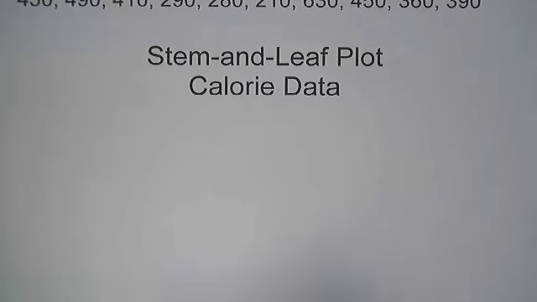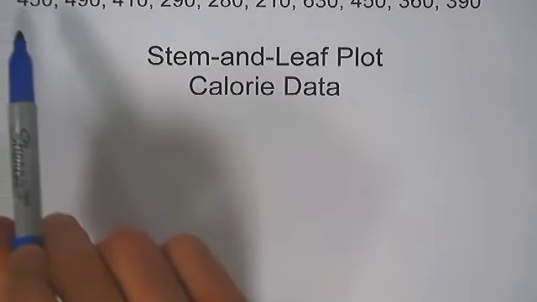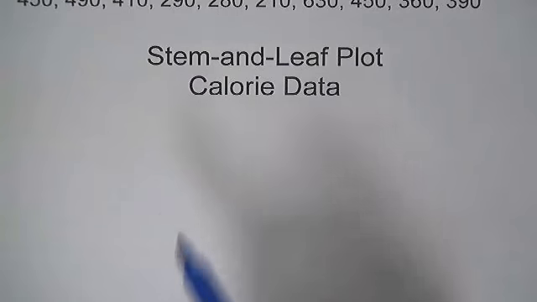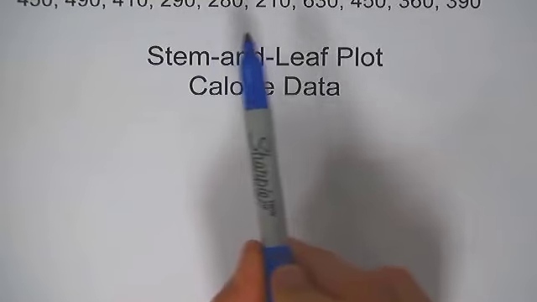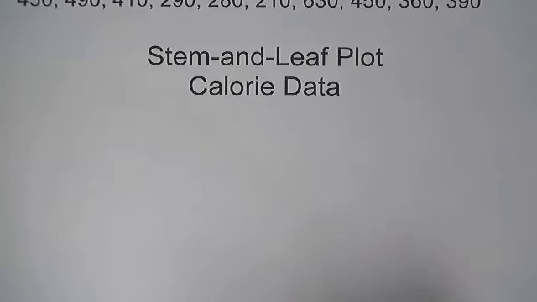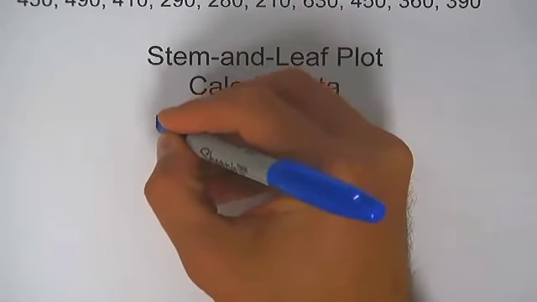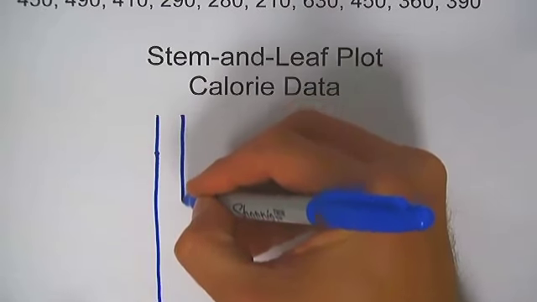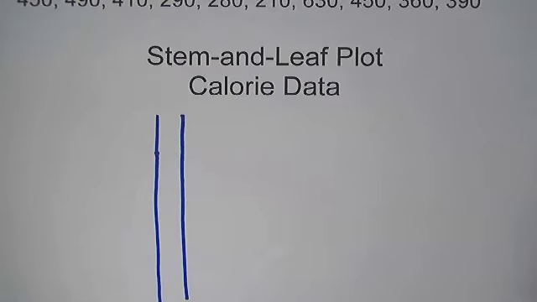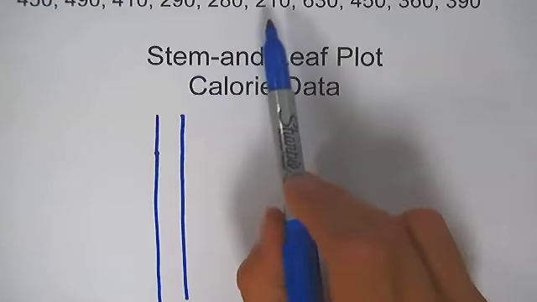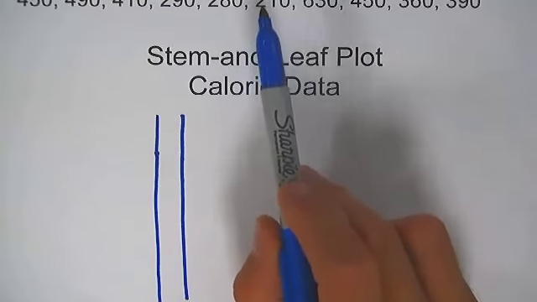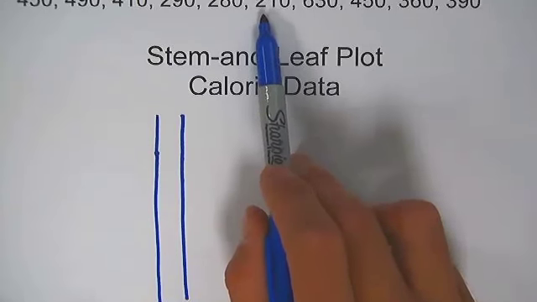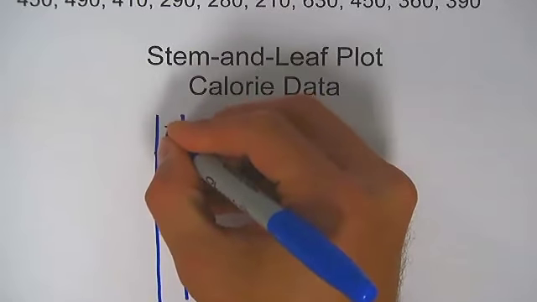Okay, so what we're going to do now is let the largest place value be the stem's place, the numbers in the stem. So all of these numbers are in the hundreds, so we're going to put hundreds in the stem. Okay, so I'm going to make a stem, and generally I make it using 2 vertical bars. So now I look for the smallest value. The smallest value is 210. So the number in the hundreds place for this smallest value is 2. So that's how I'm going to start my stem.